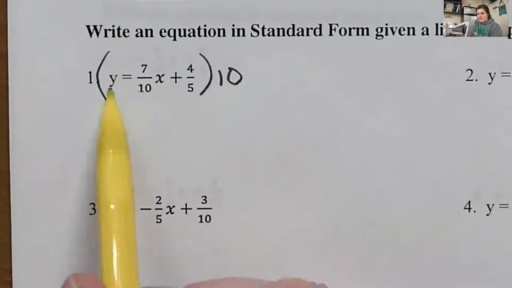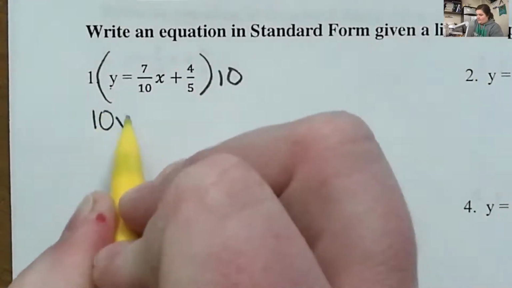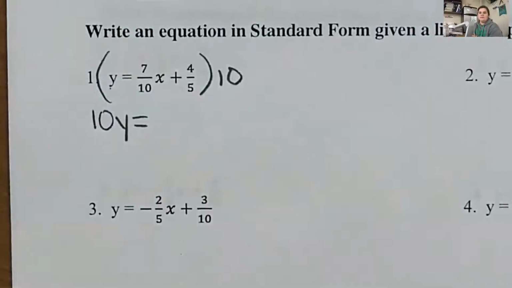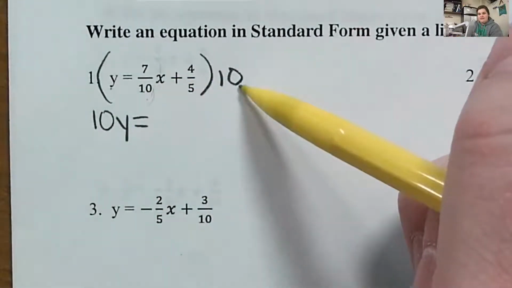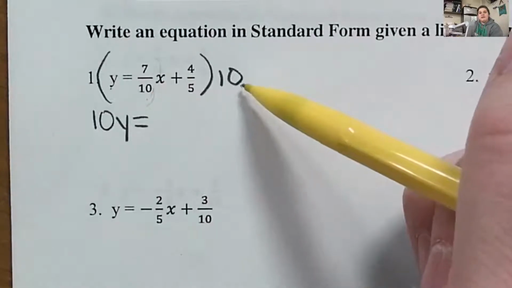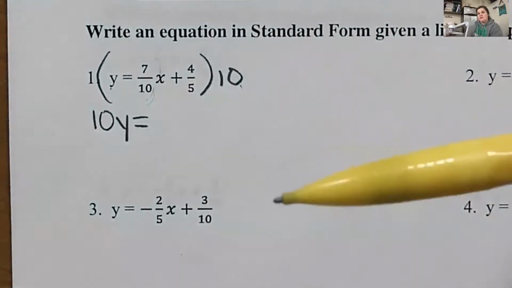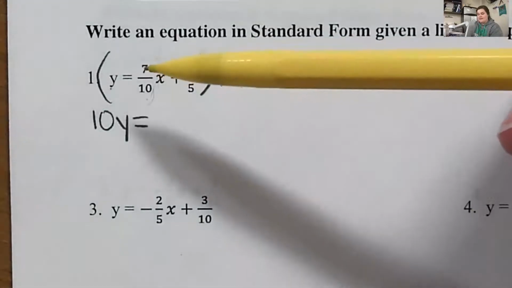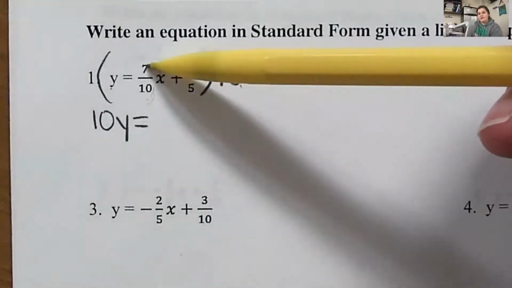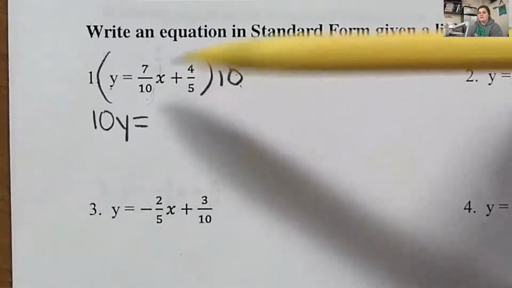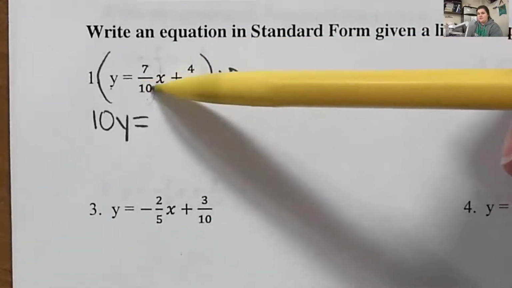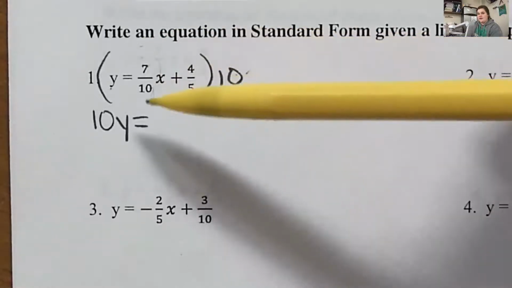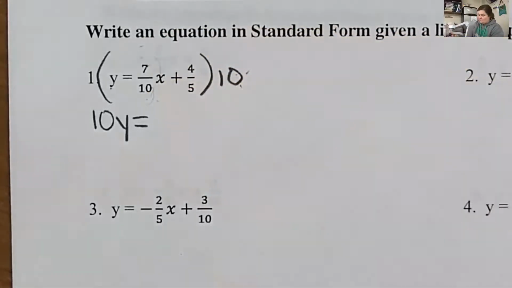So I have to take 10 times y. Well, that gives me 10y. Okay, now I have to take this 7/10 times 10. Now, this is when you guys say you don't like it, but remember, I did teach you a couple different ways to do this in class. I said you can take your top number, your numerator, times the 10, so 7 times 10 is 70, and then divide it by your denominator, which is 10, so 70 divided by 10 is 7. That's one way to think about it.